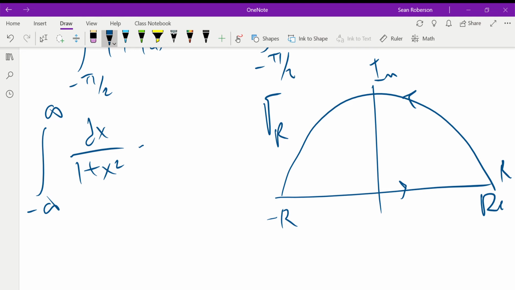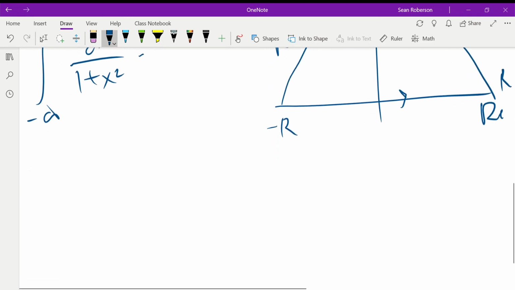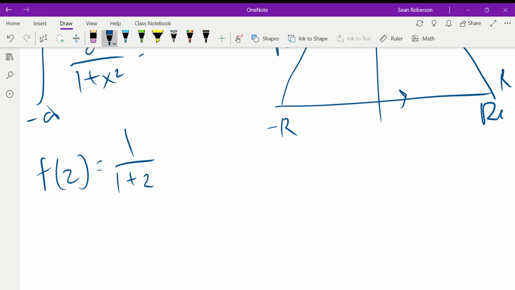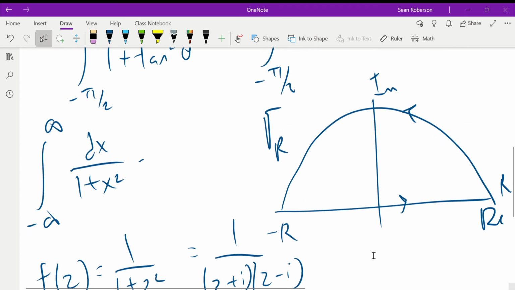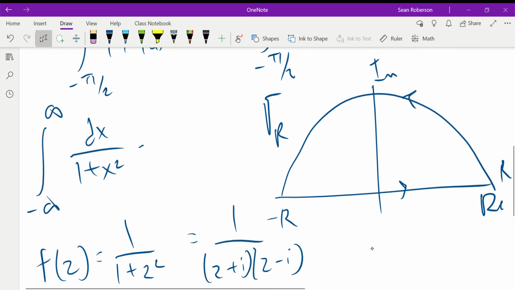And now we just need to figure out some things on the inside here. If you notice, this function, 1 over 1 plus x squared, does indeed have a pole if we complexify it. So we can write f of z as 1 over 1 plus z squared. If we factor that on the bottom, we'll get z plus i times z minus i. So I have poles at both i and minus i. But I'm more concerned about the pole that lies in the upper half plane inside the semicircle. So we have a simple pole here at i. This semicircle encloses that pole.